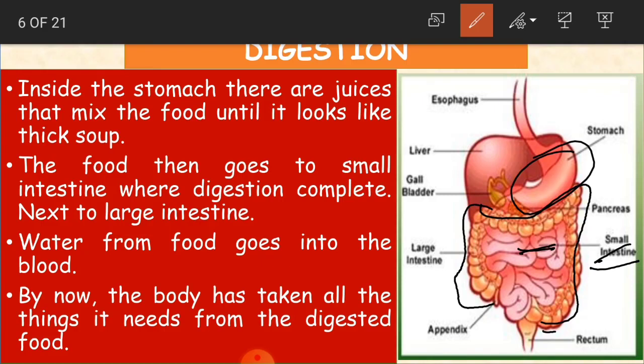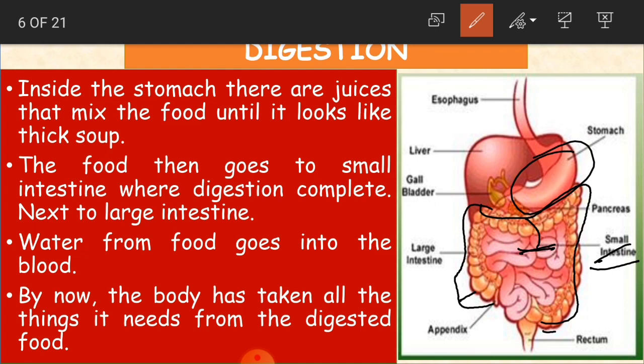Okay, children? So what happens here? The food after that goes to the small intestines. First it goes to the small intestines where the complete digestion process is going to be finished. Okay, the digestion process is going to be complete then. Where are these small intestines? They are next to the large intestines here.